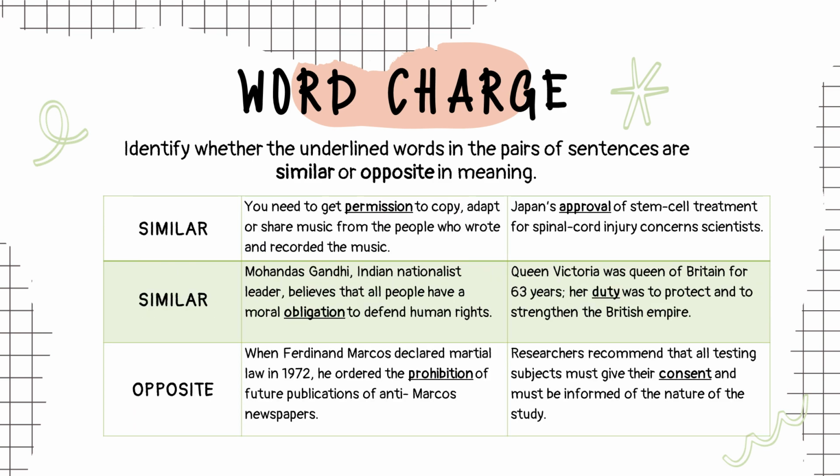Here are the answers. Number 1. Permission and approval are similar. Number 2. Obligation and duty are similar. And number 3. Prohibition and consent are opposite.